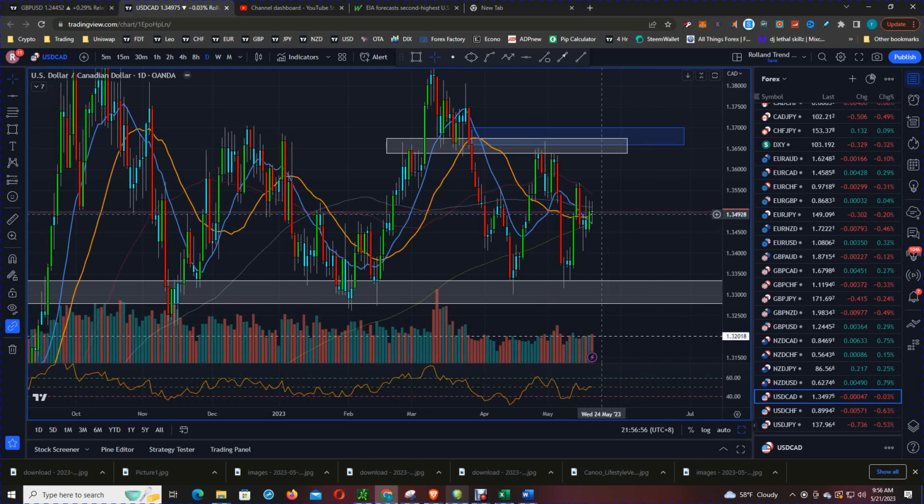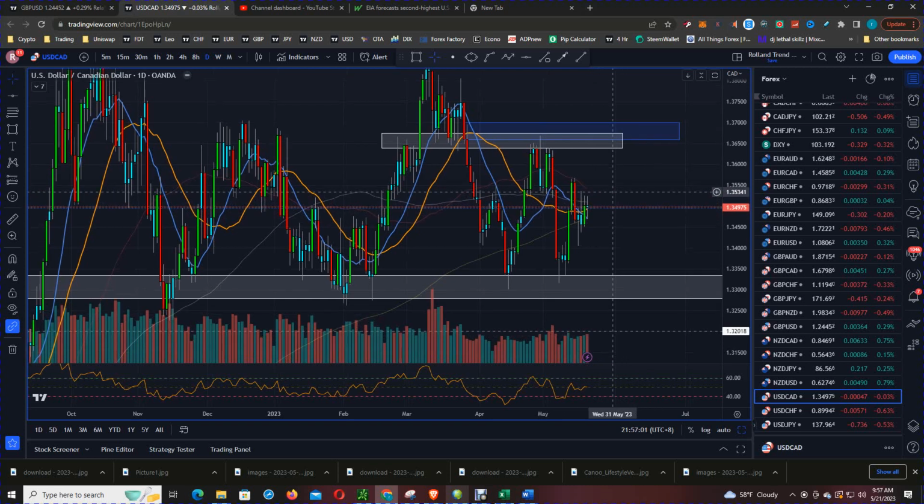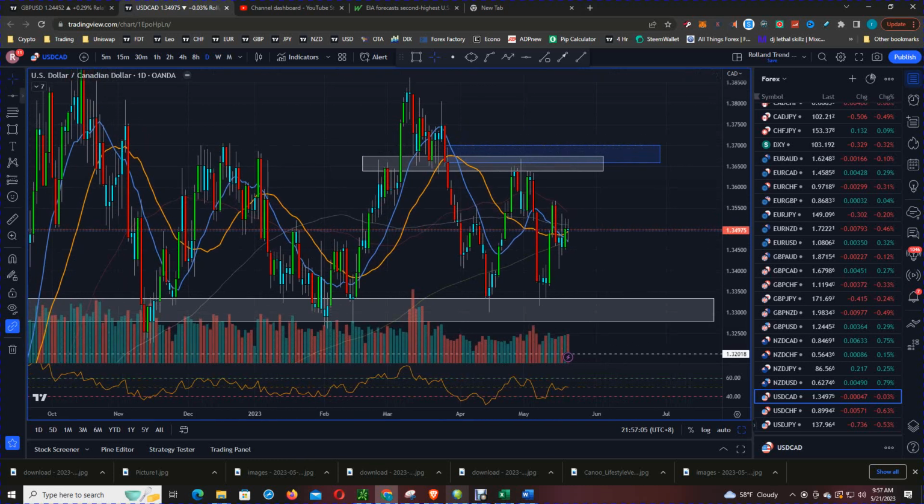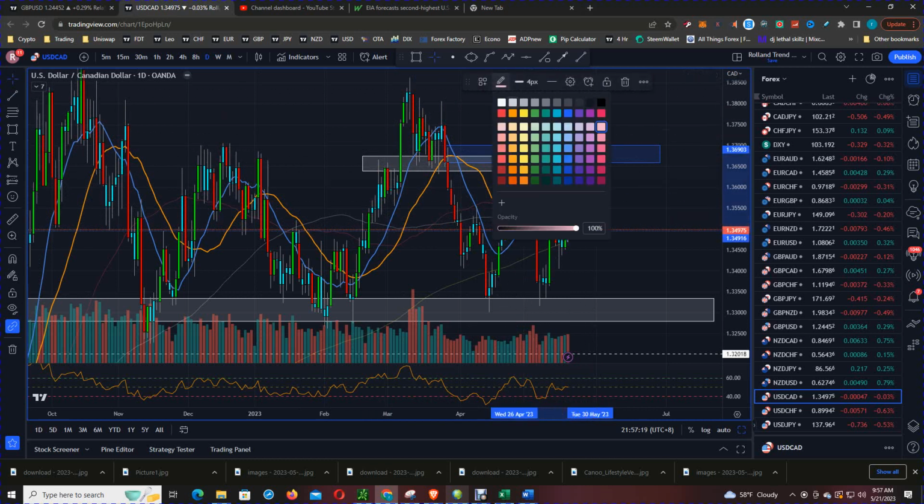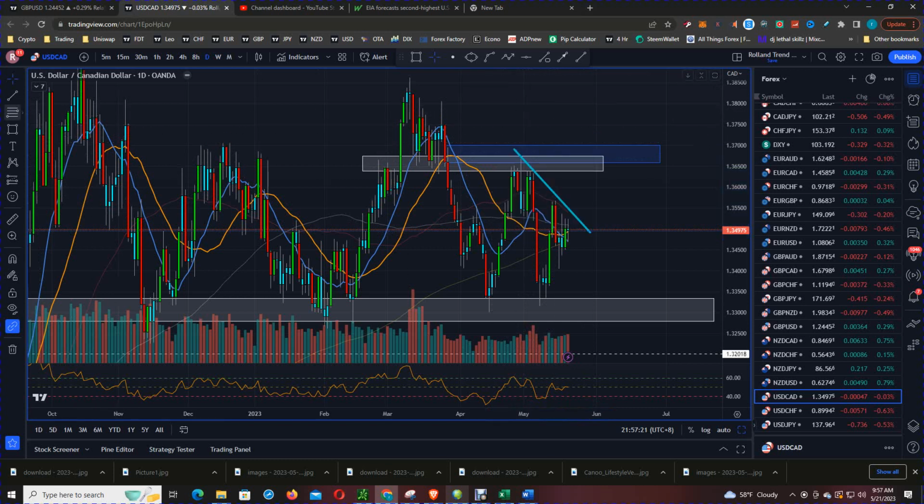So price is currently at the 50-yard line, and we have to just wait to see this week where price is headed. It's probably going to be based on some type of news catalyst. But as you can see, it's definitely winding up for an inevitable breakout at some point.